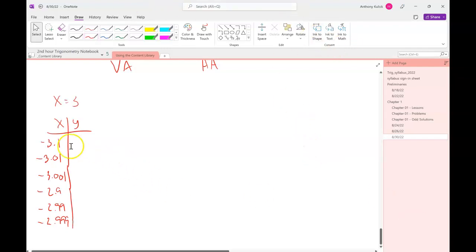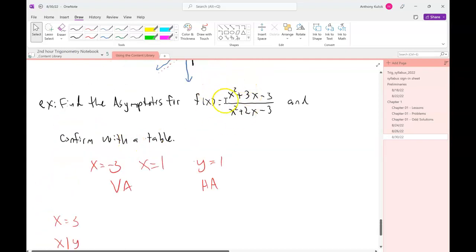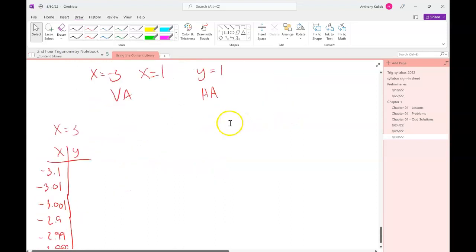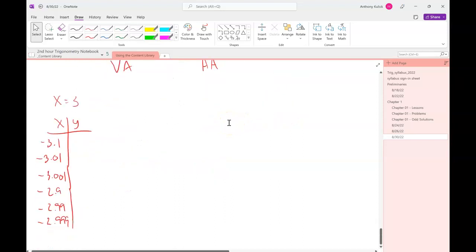How would I get the y coordinate? Yeah, what am I doing specifically though? Table. I'm plugging those values of x into my function, right? That looks like kind of a hassle though, doesn't it? Is there an easy way for the calculator to do this?